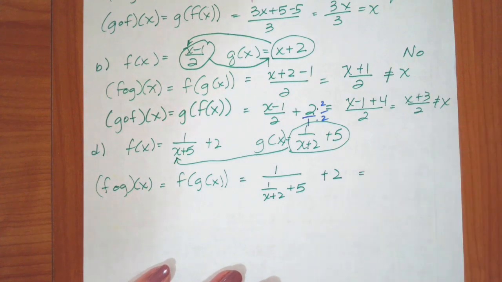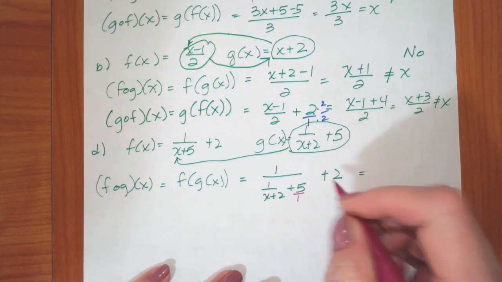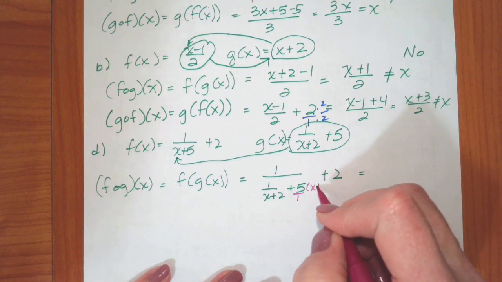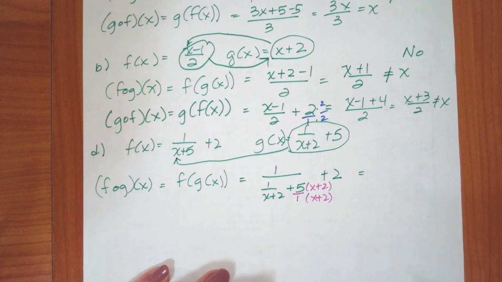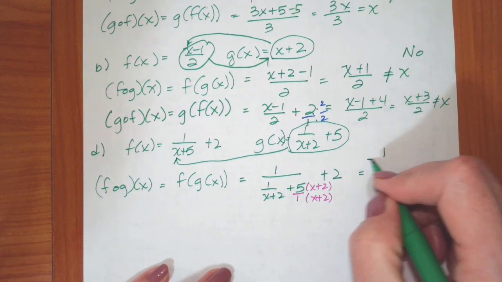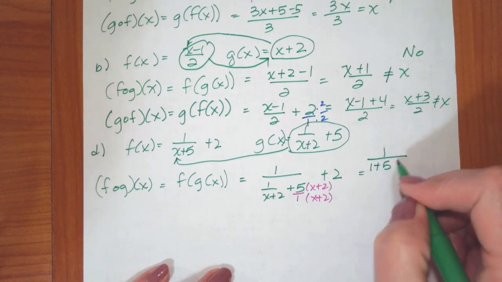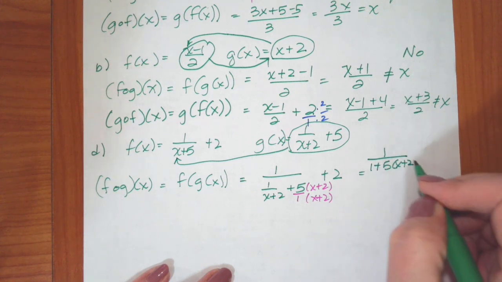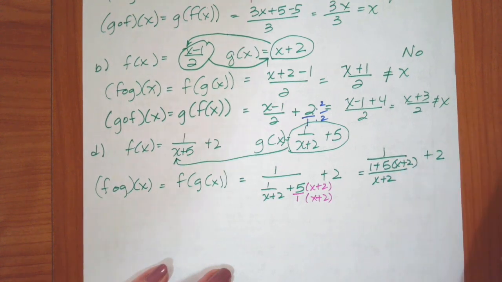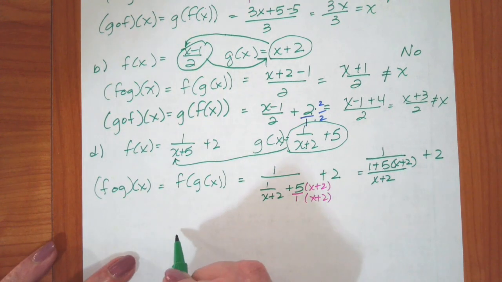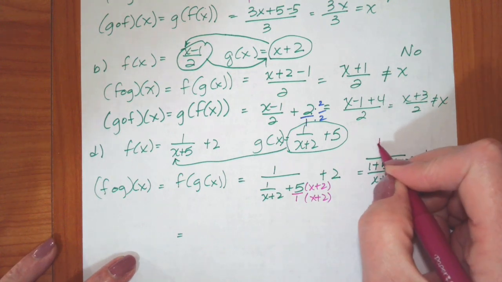Okay, this 5 is 5 over 1. So I'm going to have to multiply by (x plus 2) over (x plus 2). So that gives me 1 over ((1 plus 5 times (x plus 2)) divided by (x plus 2)), plus 2. Oh my goodness, okay. All right, now 1 I can just write as 1 over 1.